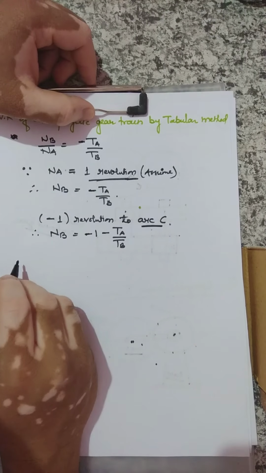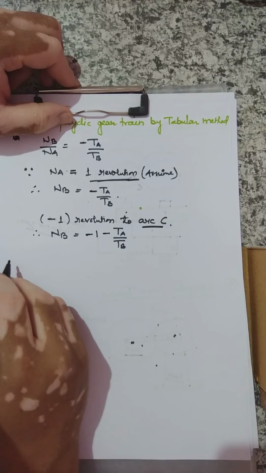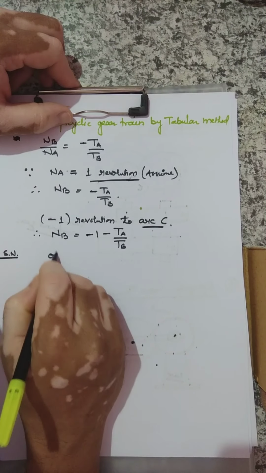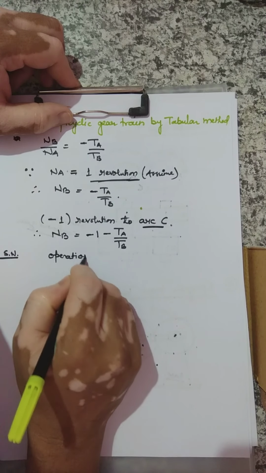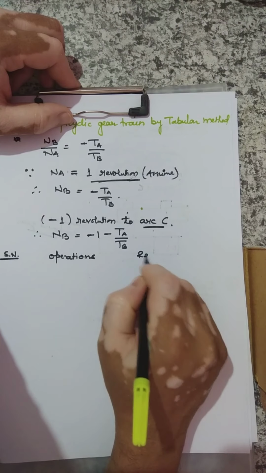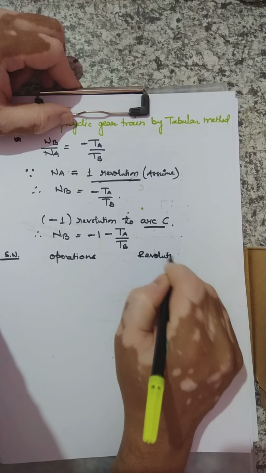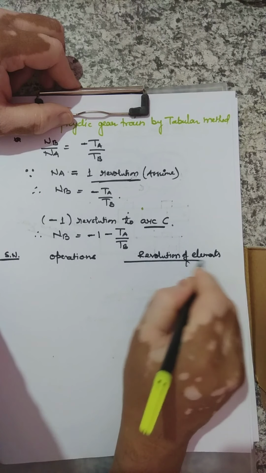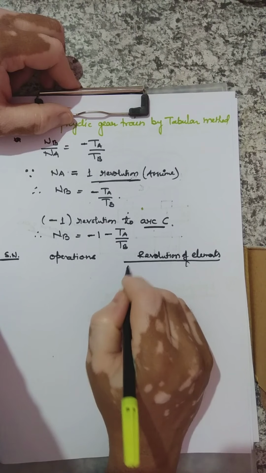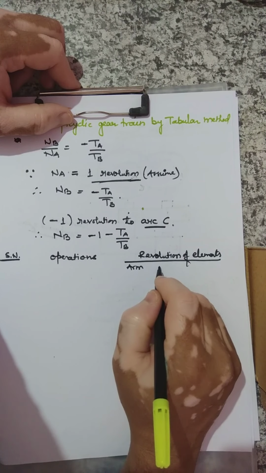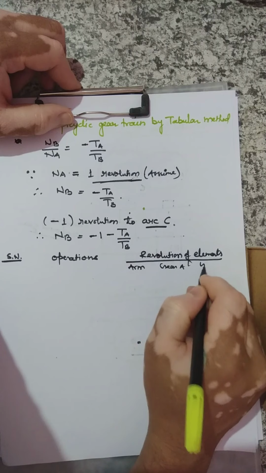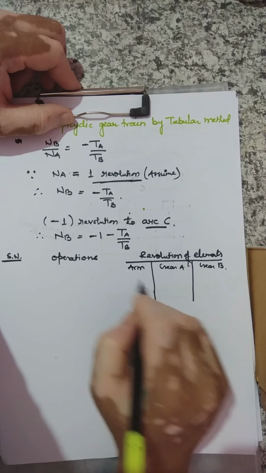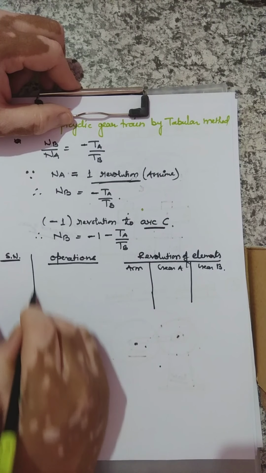Now when we plot in tabular form, this is the serial number, this is the operation. What type of operation are we doing? Now the revolutions of elements. The elements are three: arm, gear A and gear B. Only three arrangements are there for the revolutions.